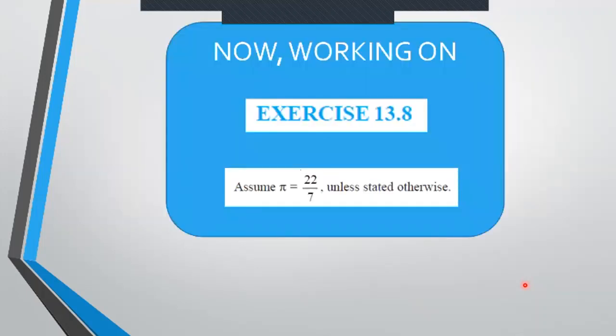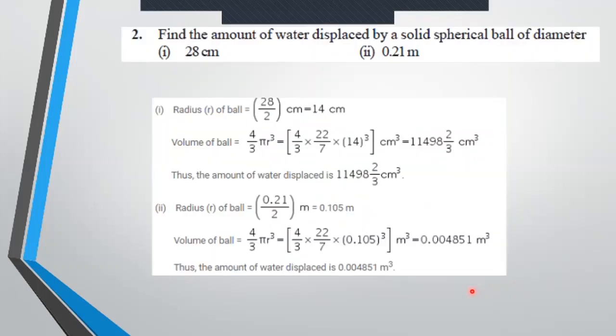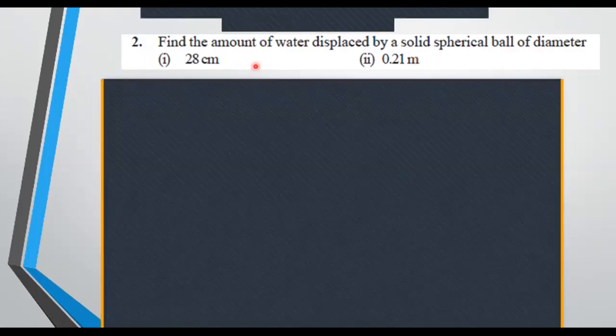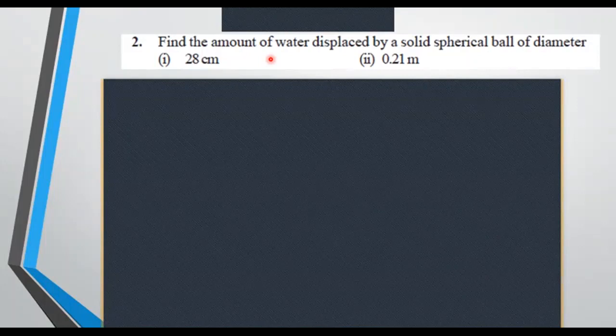Now moving ahead to exercise 13.8, right? Bold at the top, exercise 13.8. And let's start with it. Let's take up the very first question. Find the amount of water displaced. Question number 1, it's very simple. Find the amount of water displaced by a solid hemispherical ball of diameter given to you.